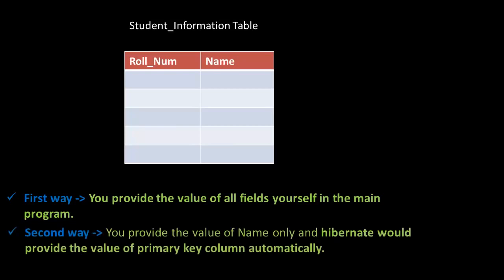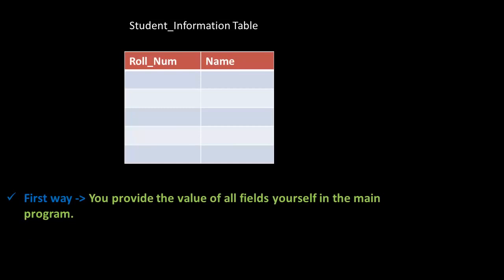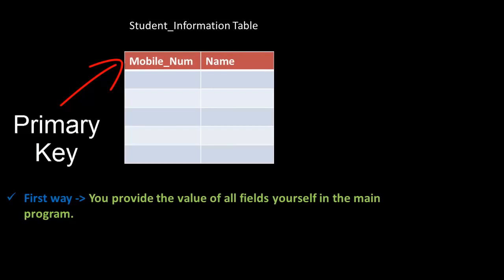And the second way is you just provide the name of the student in the main program and Hibernate would automatically generate some unique number and assign that to the roll number field while persisting the student record into the database. Generally, the first way people go with when the primary key holds some business value in it. For example, if the primary key field is a mobile number in the same student_information table and not the roll number, in such a case, you cannot generate the mobile number automatically in your program. And you have to use the exact mobile number information for a given student record while inserting the student record into the student_information table.